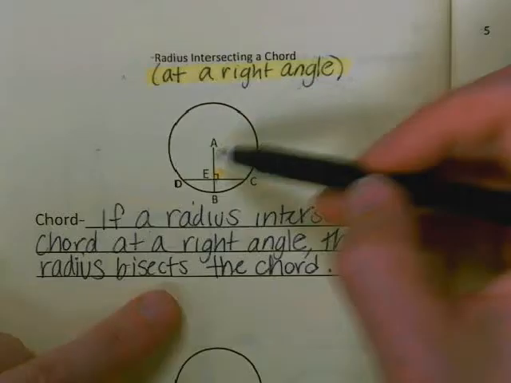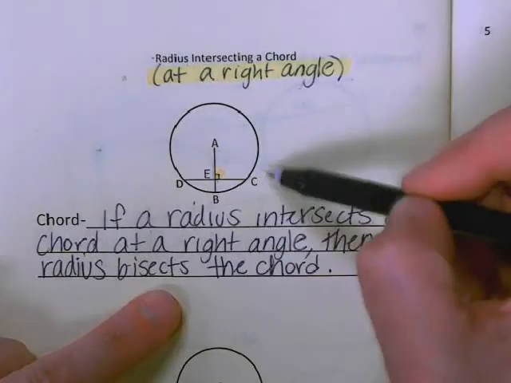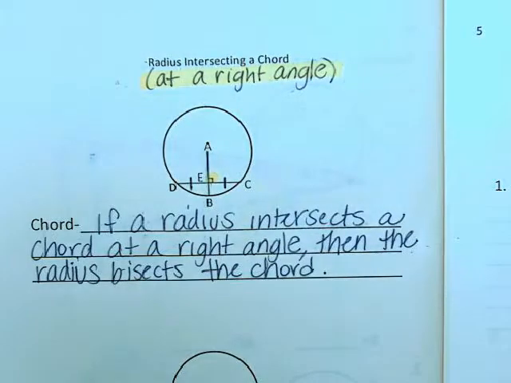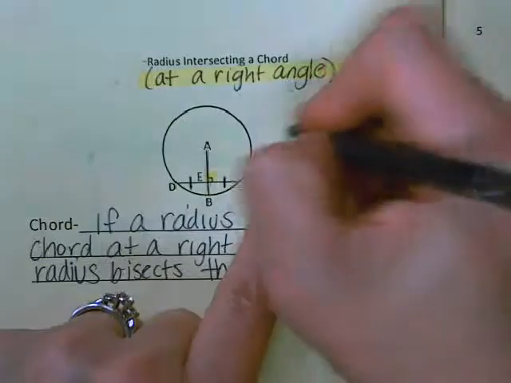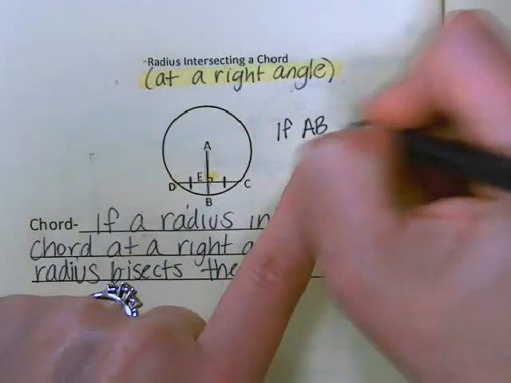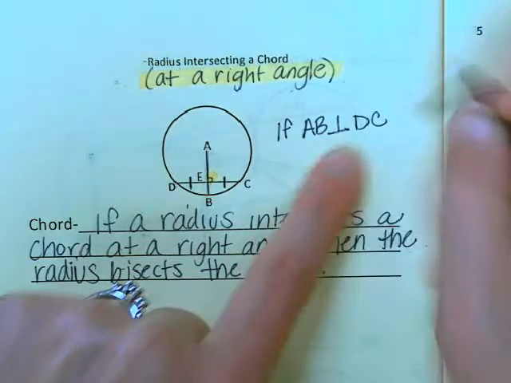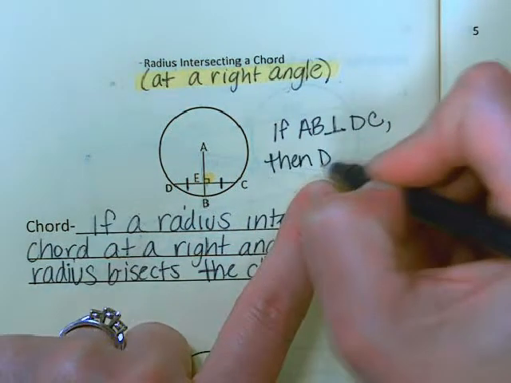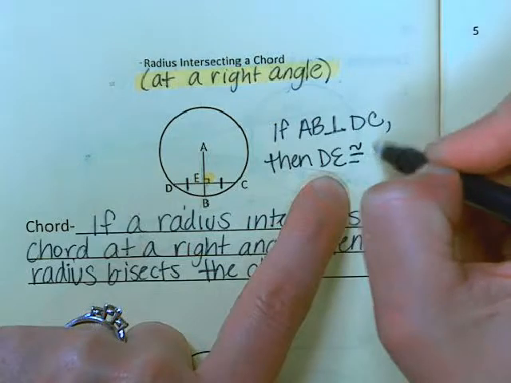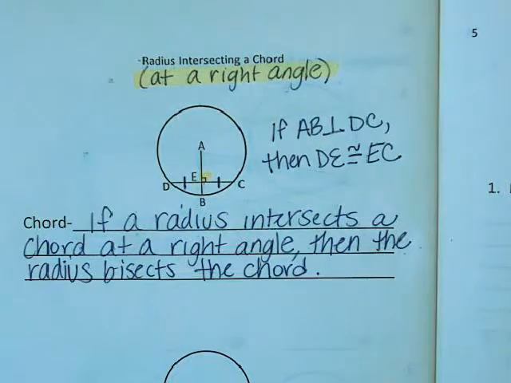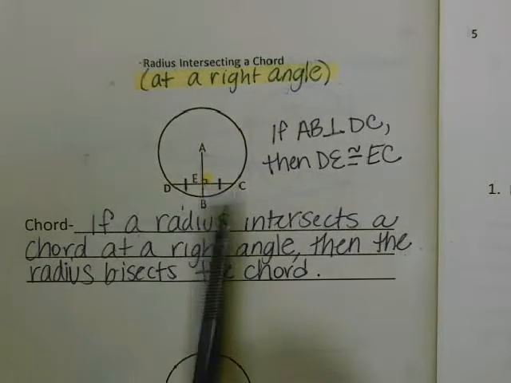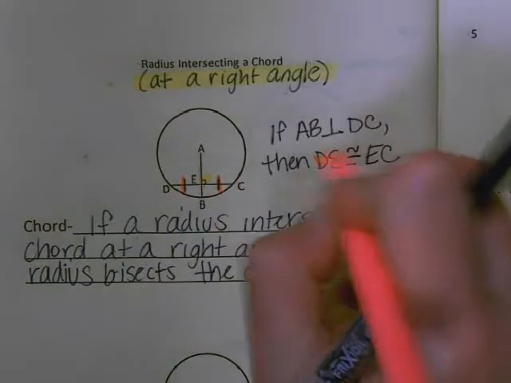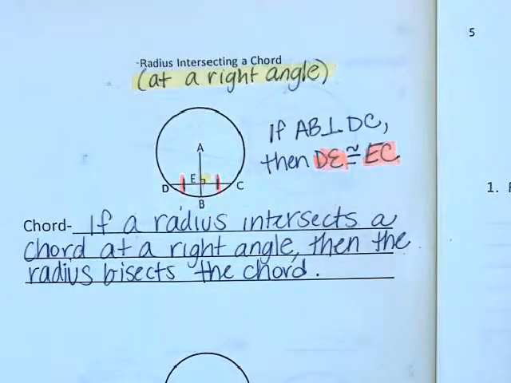Okay? So in other words, if AB is perpendicular to DC, this is the symbol for perpendicular, then DE is congruent to EC. Okay? So then this piece is congruent to this piece. It cuts it exactly in half. I want to make sure that that's sort of highlighted there. DE and EC are congruent. They're the same. Okay?